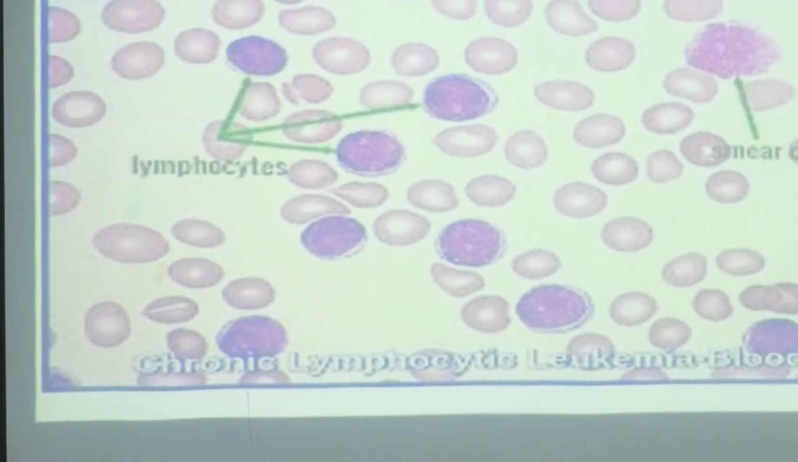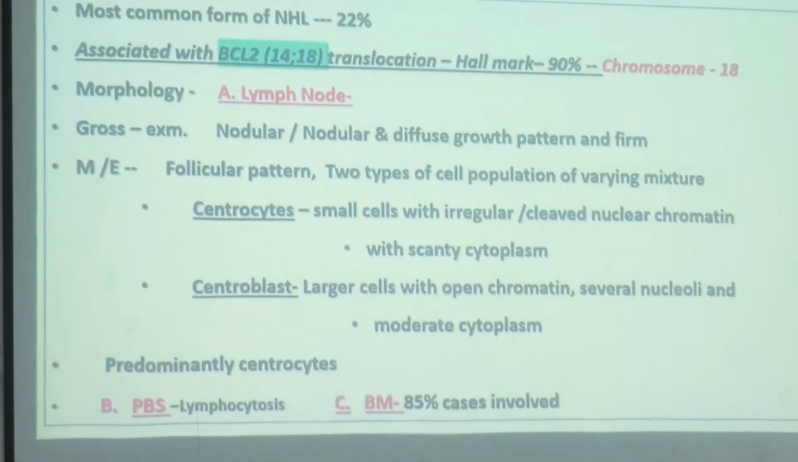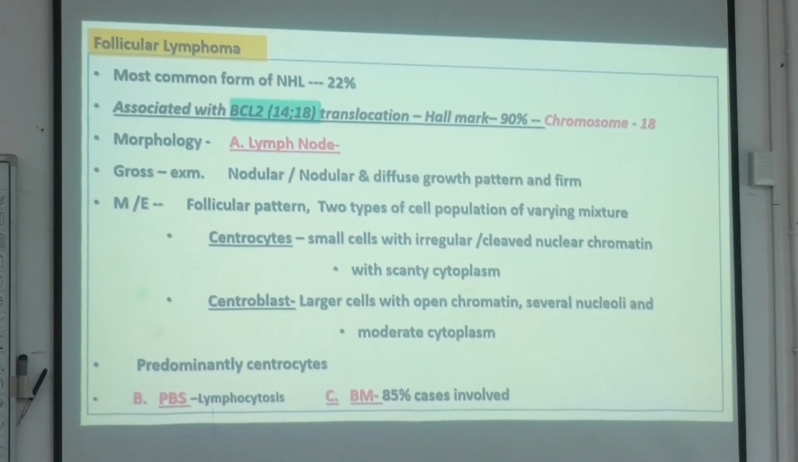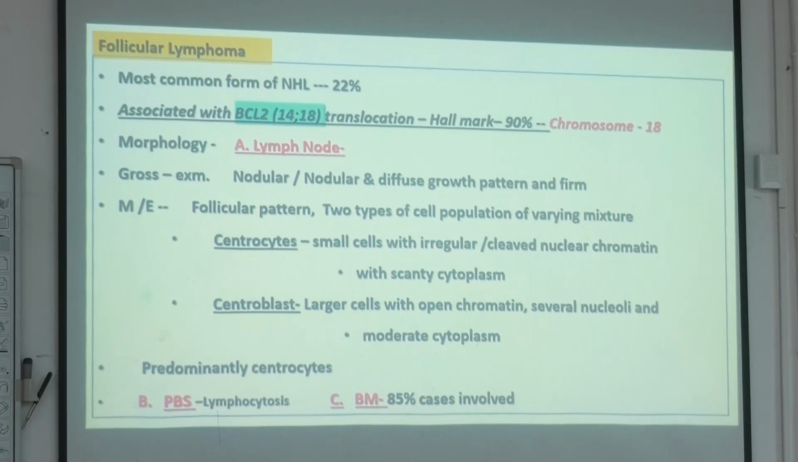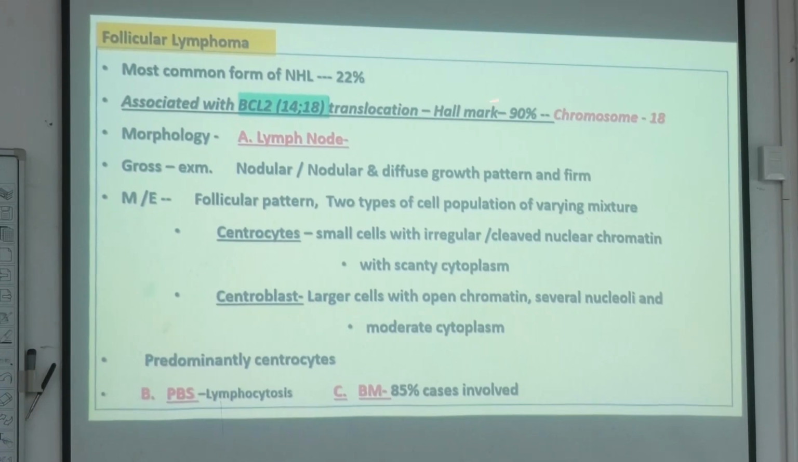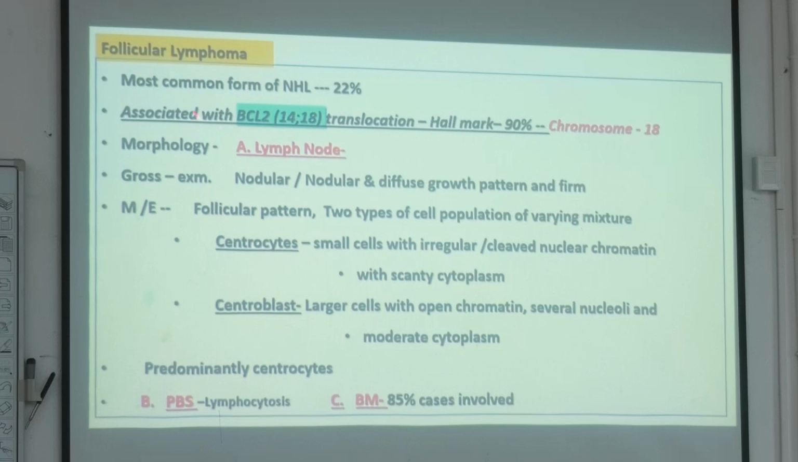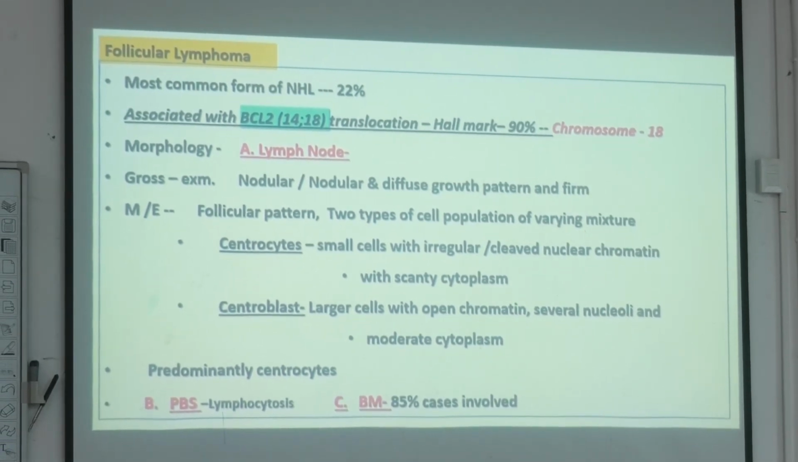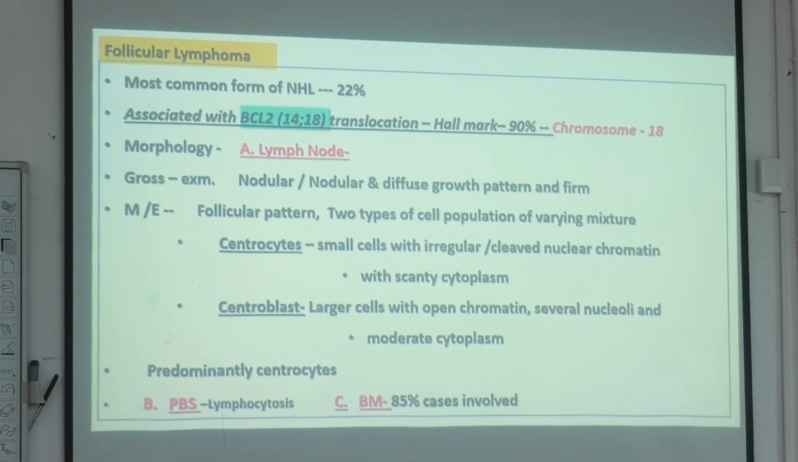Peripheral B-cell lymphoma, CLL already you learned, so we will go to follicular lymphoma. A few points in favor of follicular lymphoma. What are those things? It is 22% of NHL. It is associated with the B-cell translocation, this is the hallmark, that is the 14-18 translocation, the BCL2 translocation on chromosome 8.